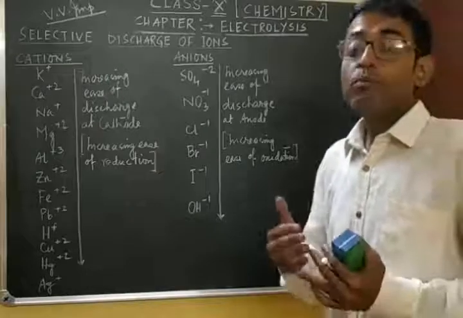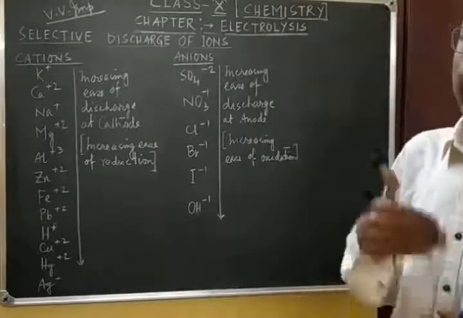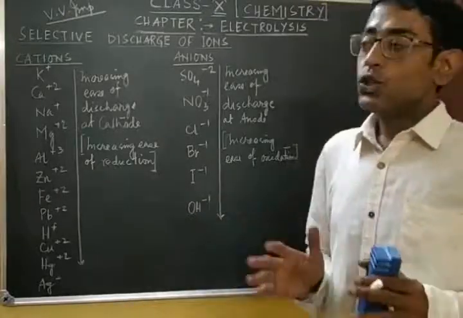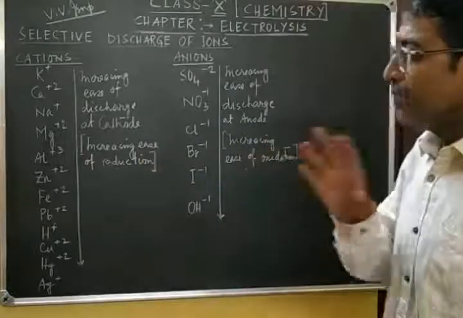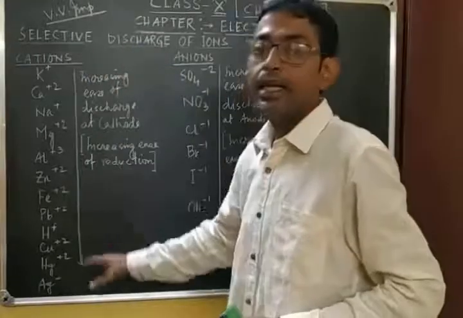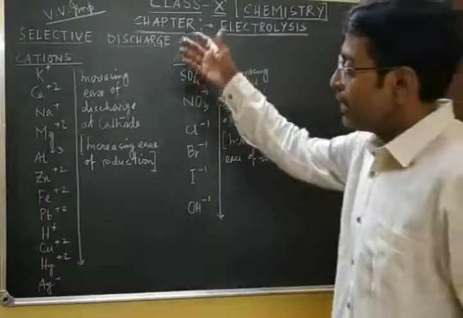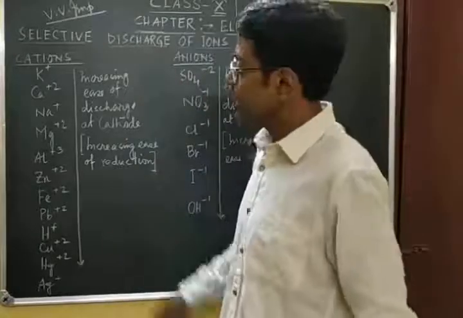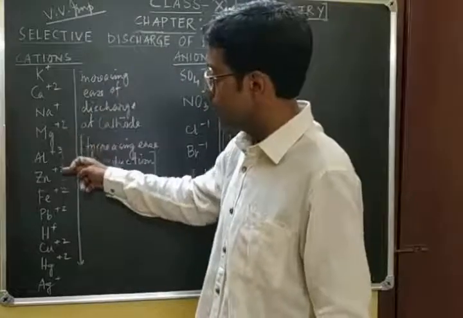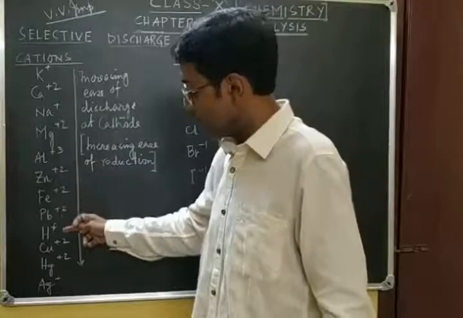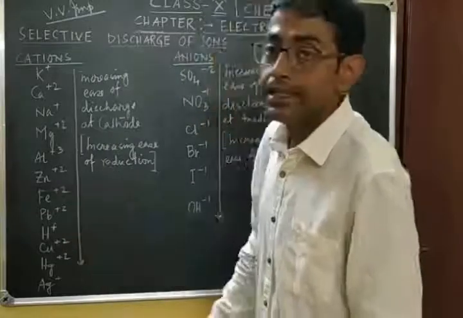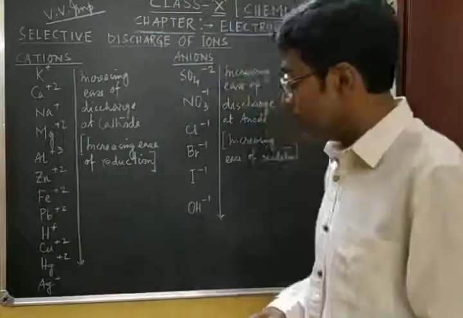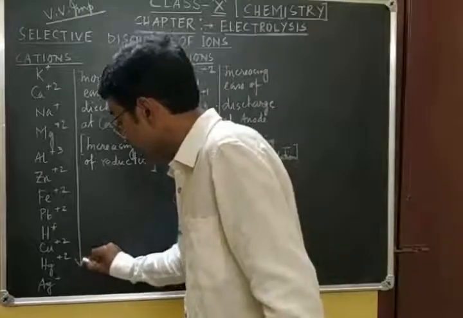But if there is more than one cation or more than one anion present in an electrolyte, then what happens? So these two are the charts. These are familiar charts. This one is the electrochemical series, and it is given in your book. See here, the cations are arranged like this: potassium, calcium, sodium, magnesium, aluminium, zinc, iron, lead, hydrogen, copper, mercury and silver. As we go down the series, listen very carefully and see this arrow.